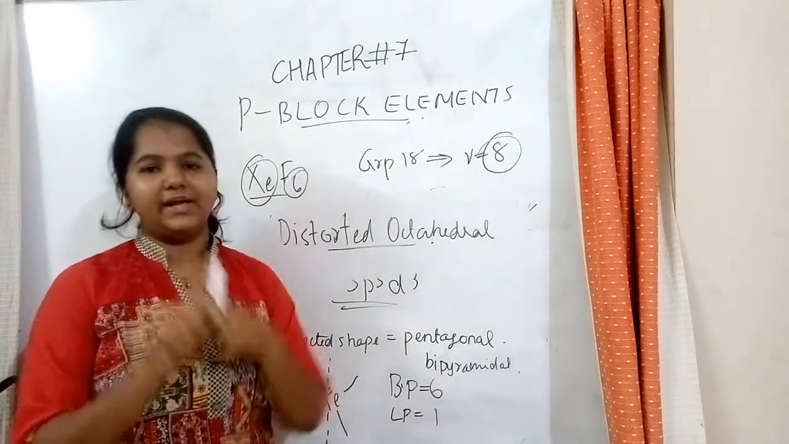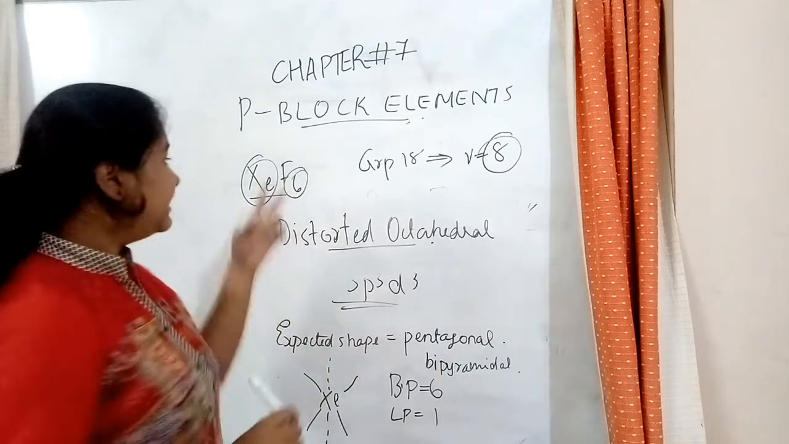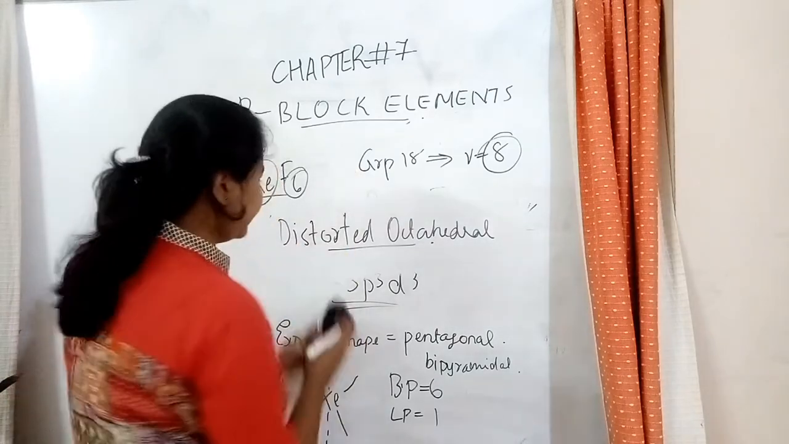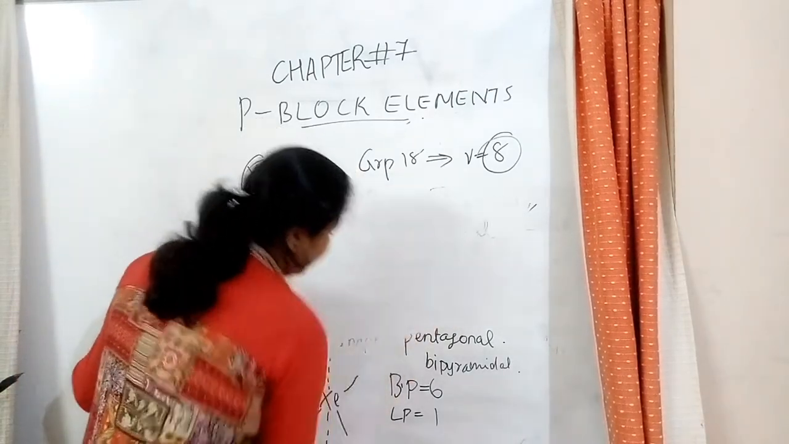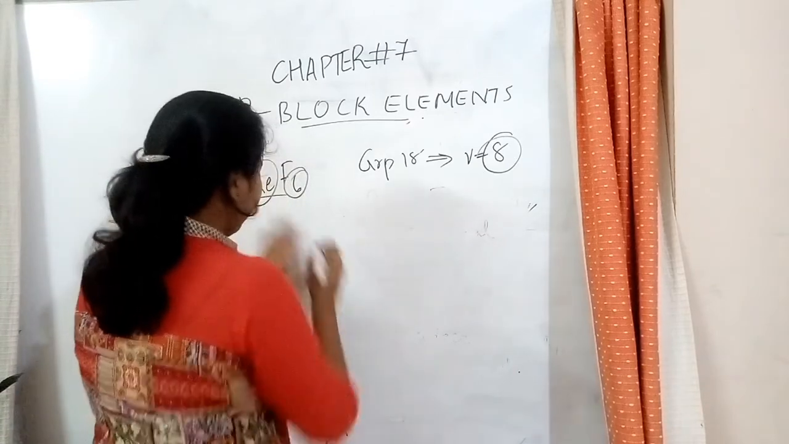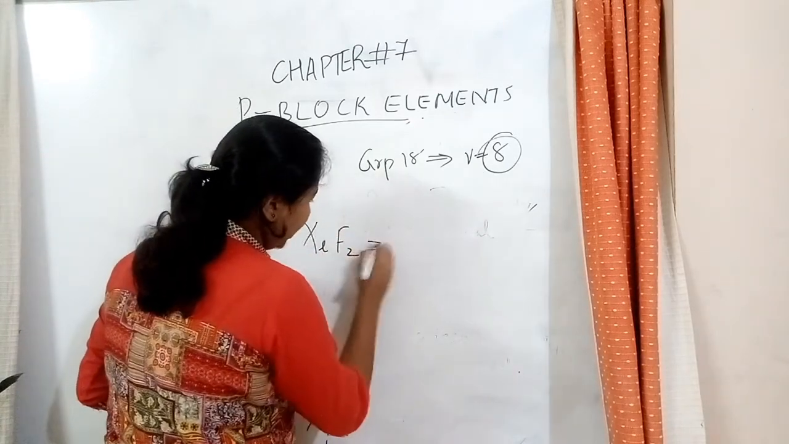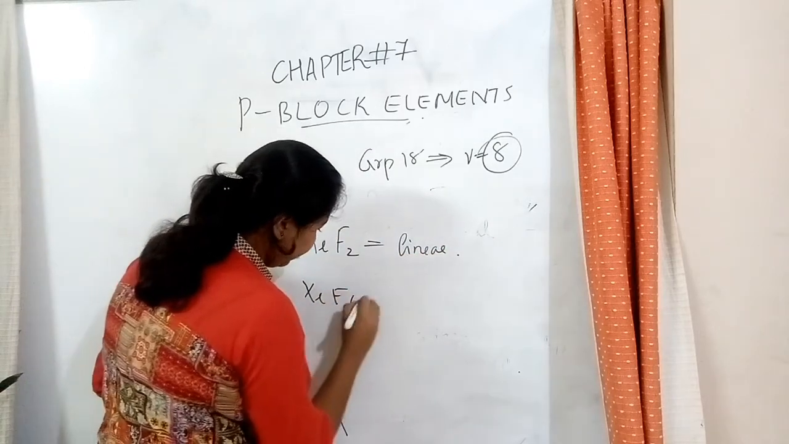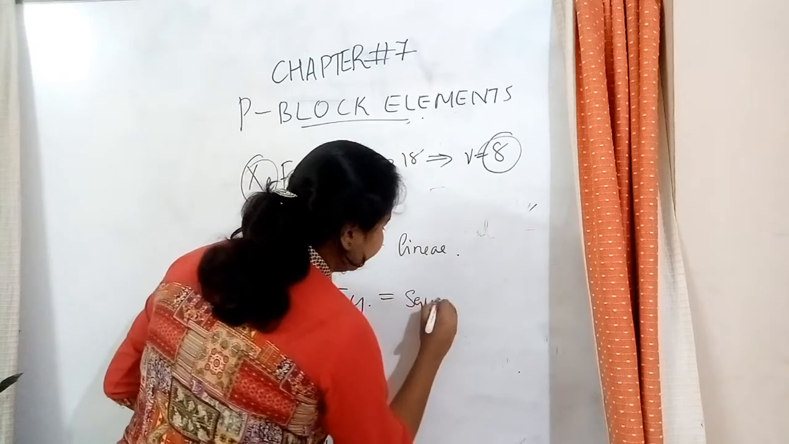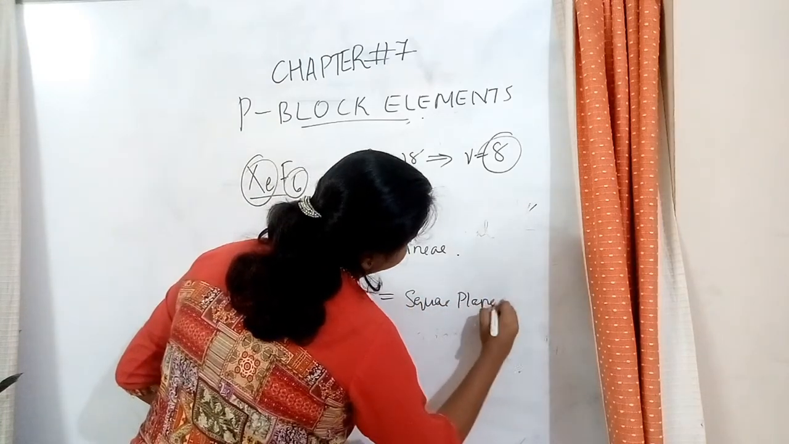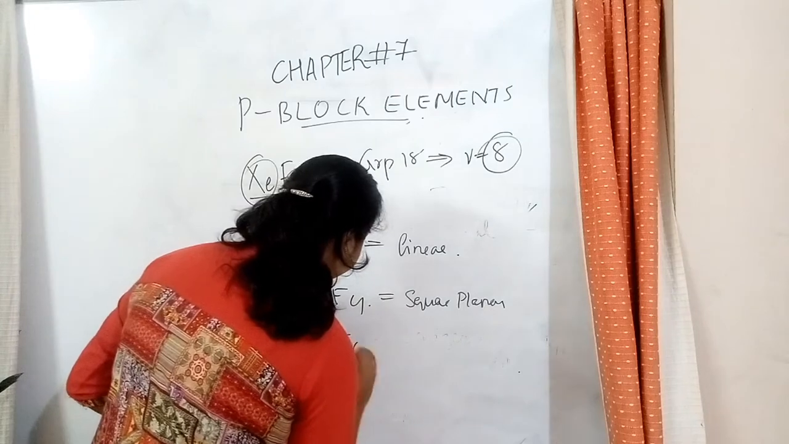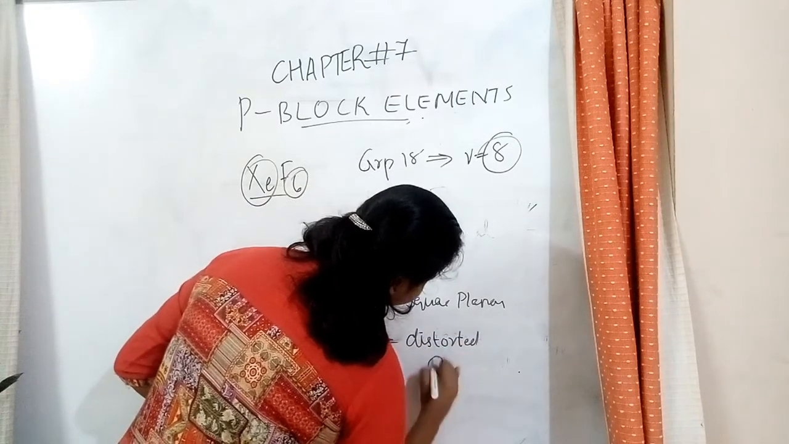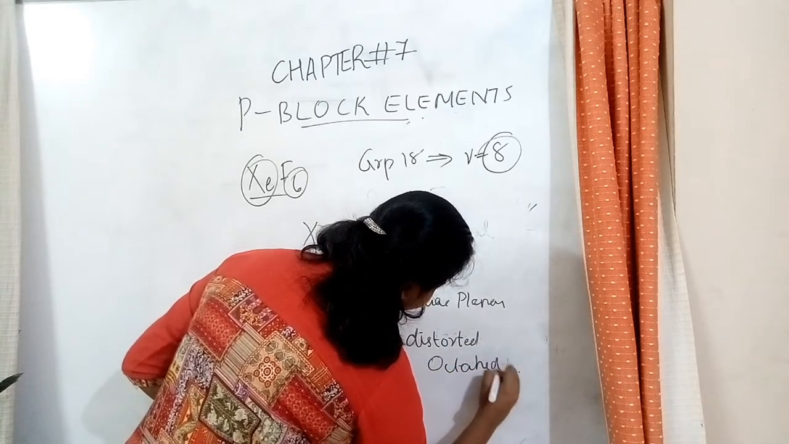So we learned the first one, XeF2, had a linear shape. Then the second one, XeF4. We'll write all of that to avoid confusion. XeF2 was linear. Am I right? XeF4 had square planar, and XeF6 had distorted octahedral. Am I right?